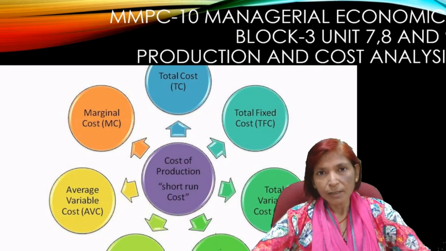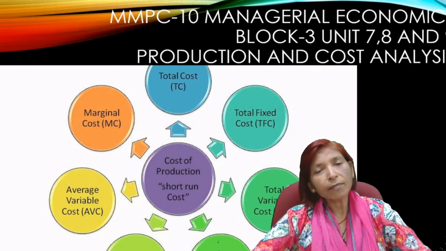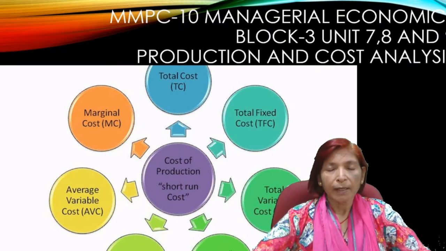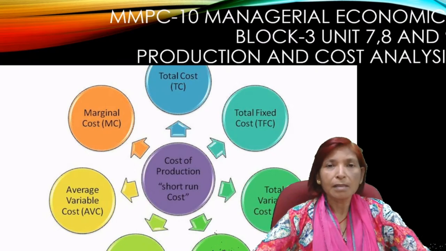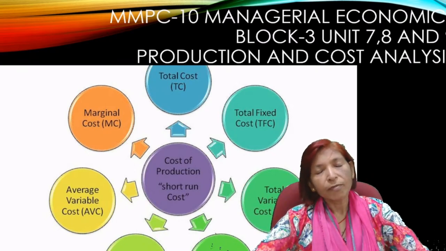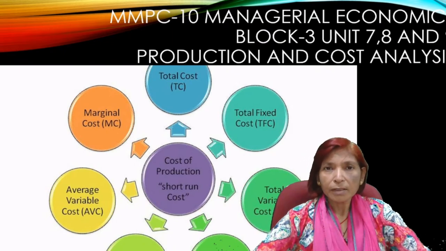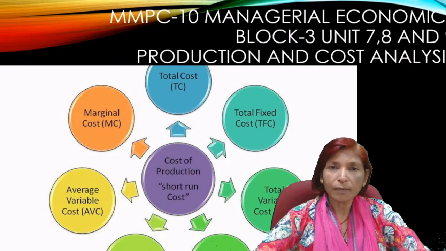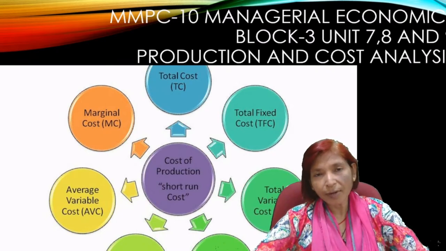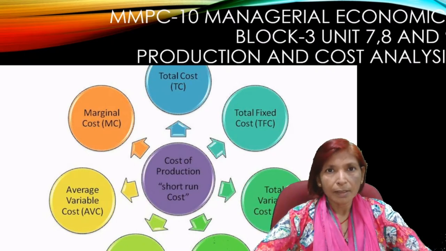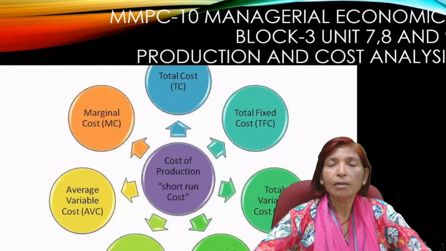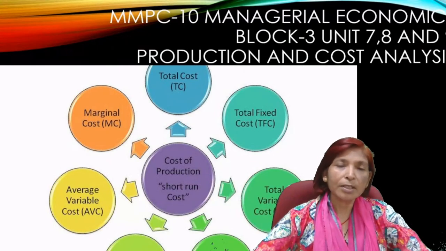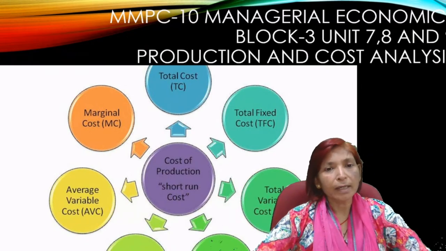Here are the four factors of production. Among these four factors, some are fixed in nature and some are variable in nature. Land is a fixed factor, labor is a variable factor, capital is fixed, and entrepreneur is variable. If we use fixed factors in the production of goods and services, the cost related with fixed factors is called fixed cost. And the cost incurred while using variable factors is called variable cost. The summation of fixed cost and variable cost is known as total cost.